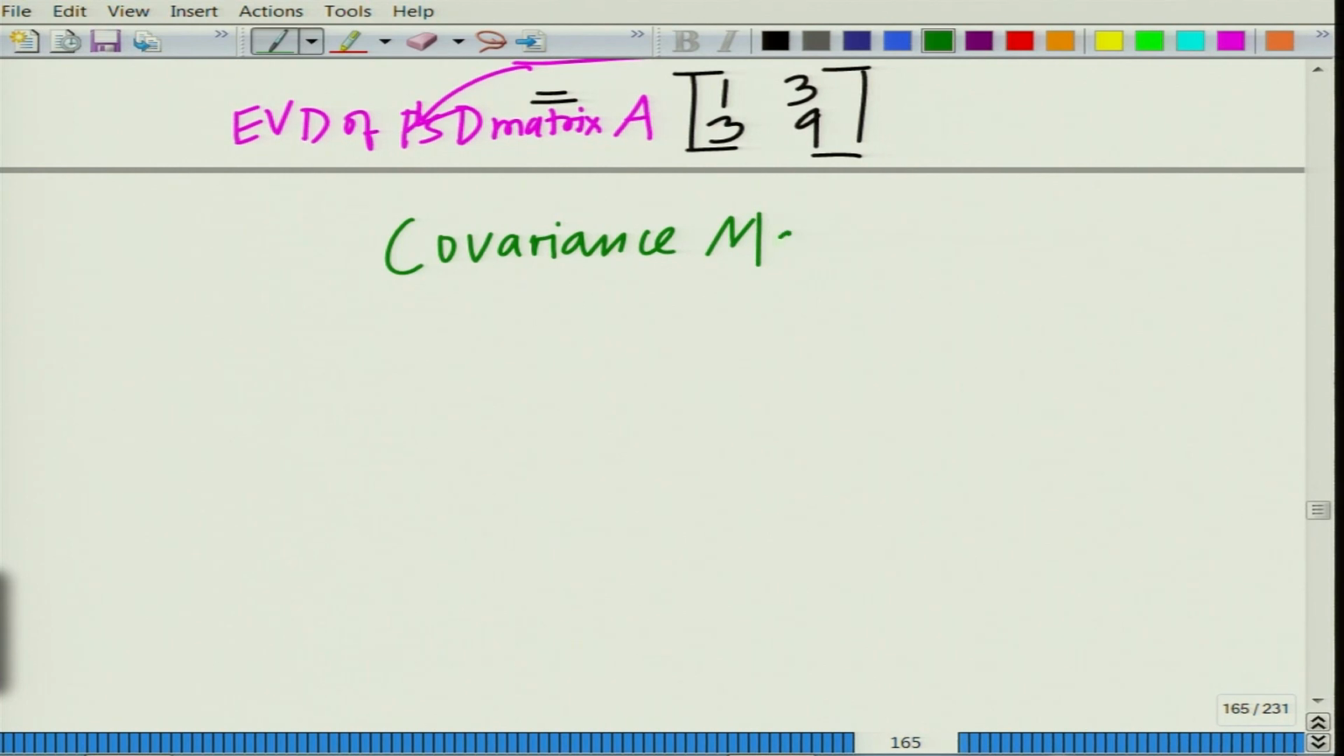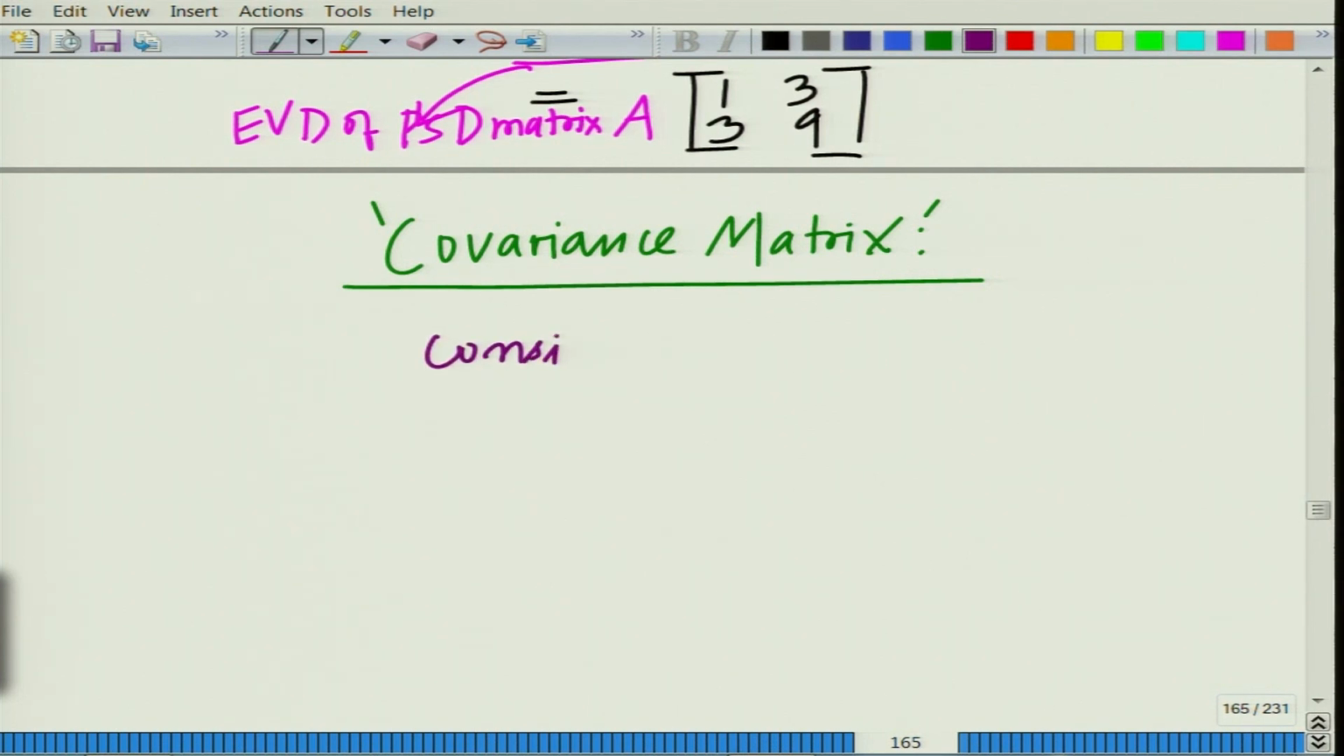Now, let us look at another interesting application. Remember, I told you positive semi-definite matrices arise very frequently in linear algebra and random vectors. Why is that the case? For that you have to look again at the covariance matrix, that is, let us consider a zero mean random vector.